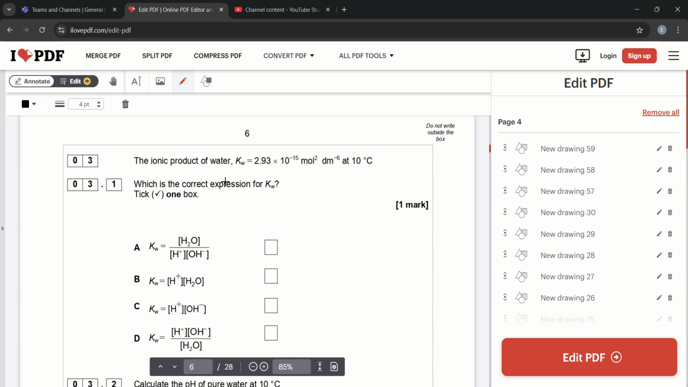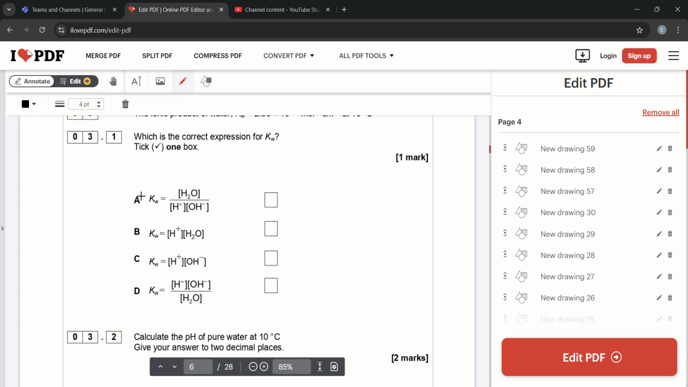Question 3. The ionic product of water Kw is equal to 2.93 times 10 to the power minus 15 mol squared dm to the power minus 6 at 10 degrees Celsius. Which is the correct expression for Kw?